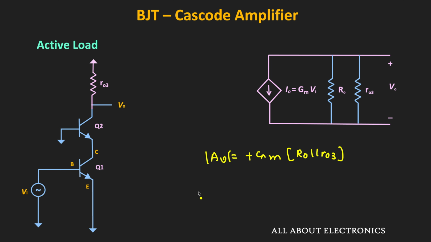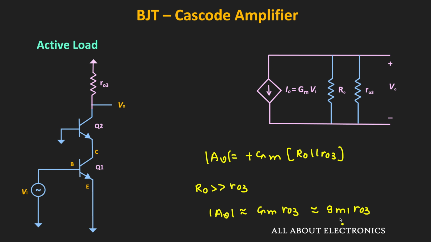R03. Typically, this R0 is much greater than R03. That means the output impedance of the cascode stage is much greater than the output impedance of this PNP transistor. And due to that, we can say that this voltage gain is approximately equal to Gm times R03. That means if we use the PNP transistor as the current source, then the overall voltage gain is approximately equal to Gm1 times R03. And this gain is almost the same as the intrinsic gain of the common emitter amplifier.